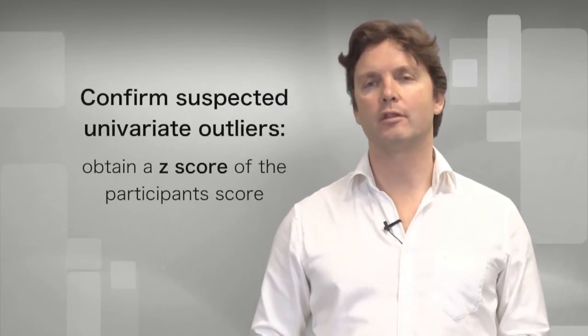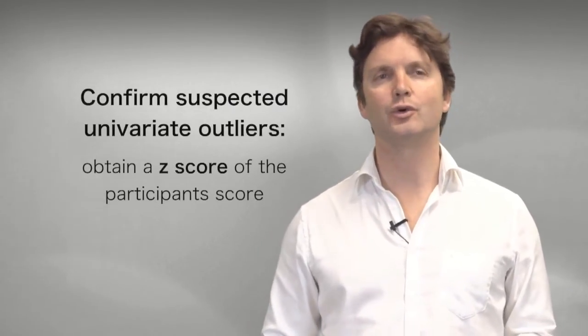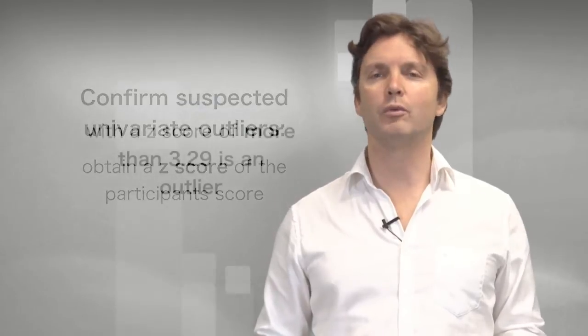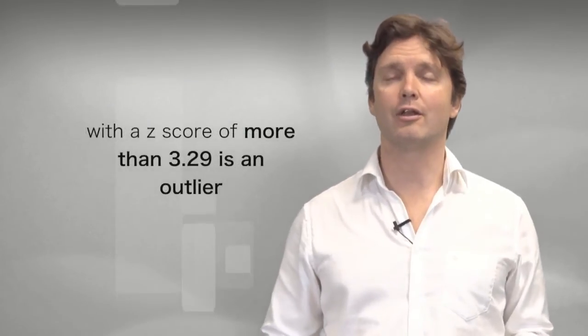If you wanted to confirm any suspected outliers, you can obtain a Z-score of the participant's score, and any participant with a Z-score of more than 3.29 is an outlier. Now, I've not conducted Z-scores in this analysis as it's not necessary.